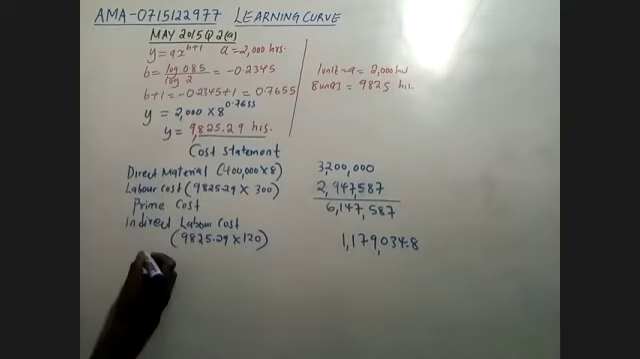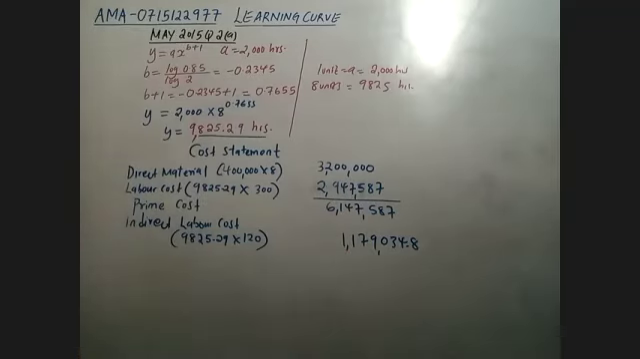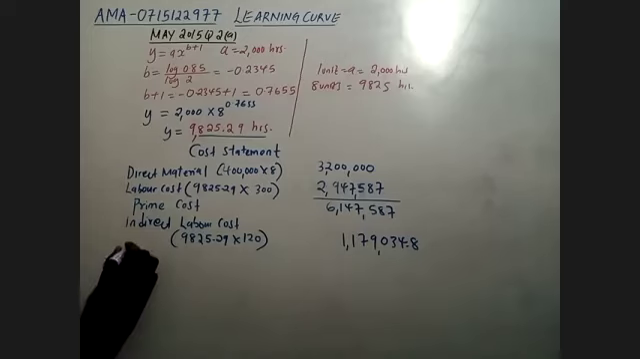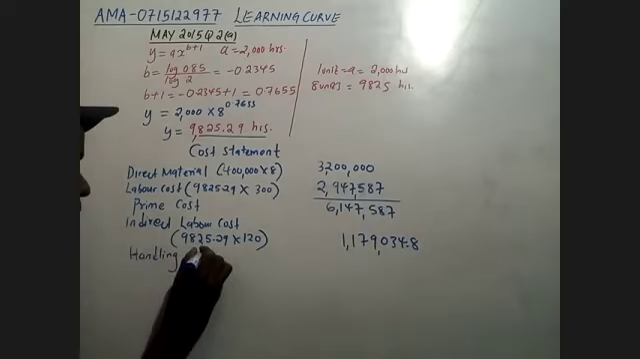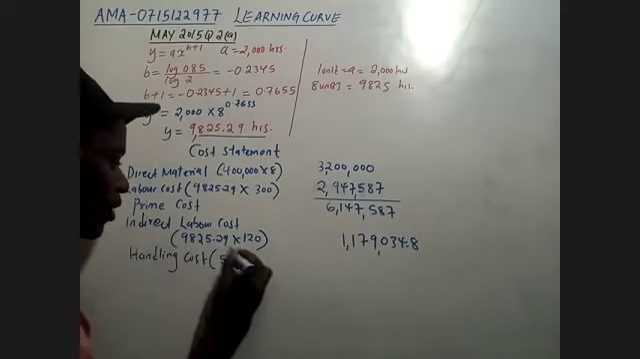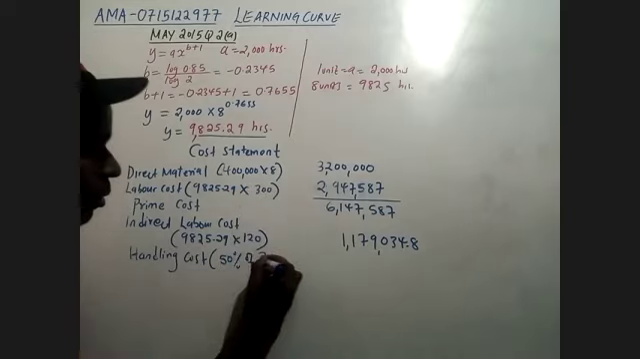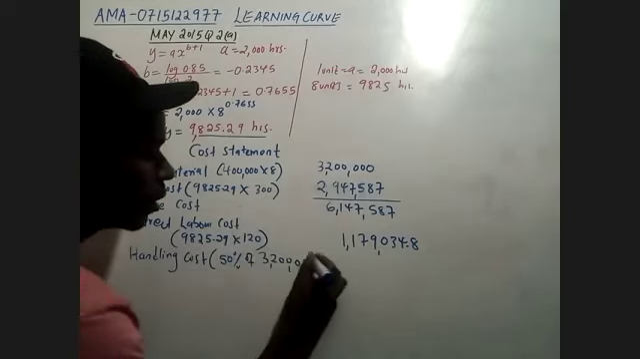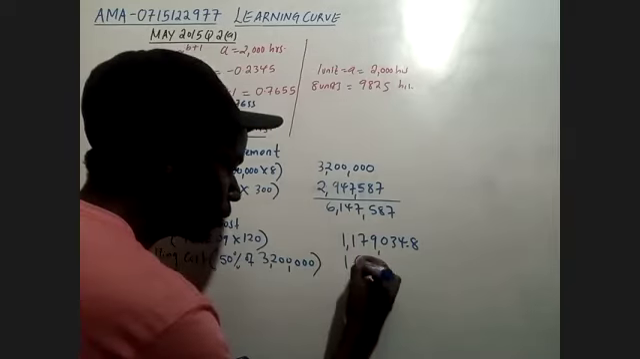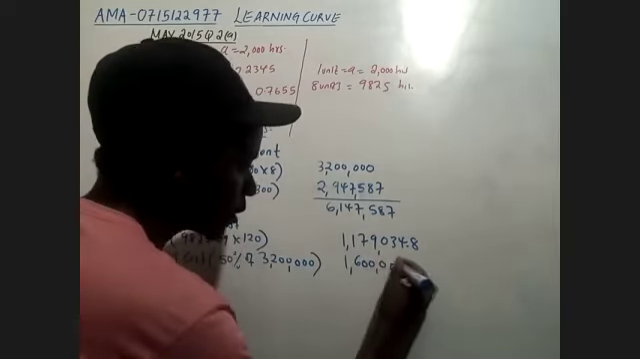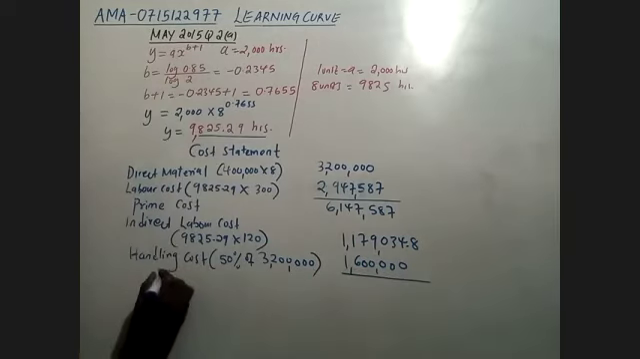Now, before we add this one, we have another cost. Wanatuambia material handling related direct cost is 50% of direct material cost. So handling cost, talk about handling cost. Wanatuambia ni 50% of material cost. Material cost ni 32. So 50% of that one. So ni 1,600,000.